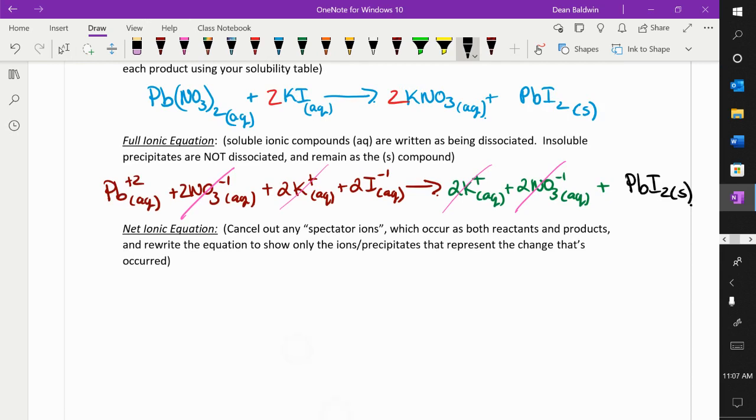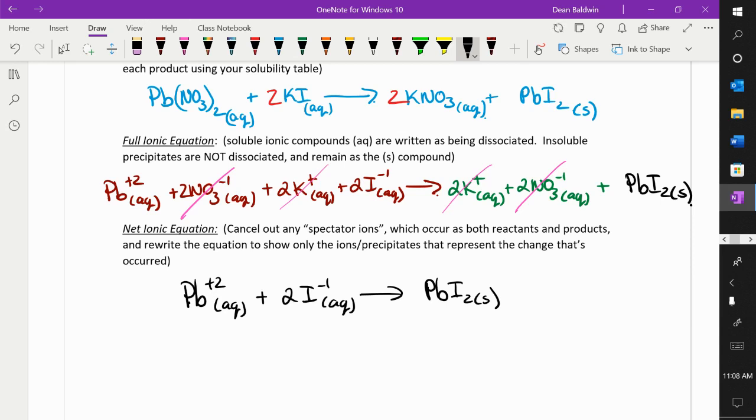So we go Pb2+ aqueous, 2I minus aqueous forms PbI2 solid. That's the net ionic. Just what forms the solid.